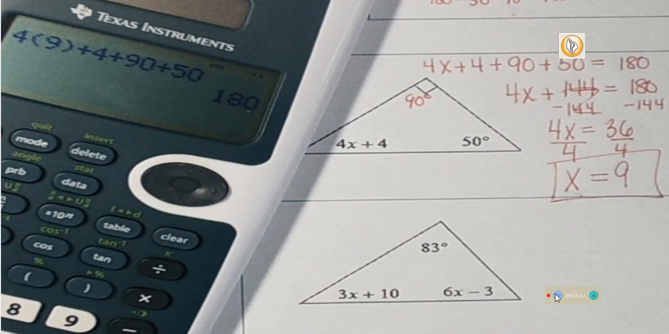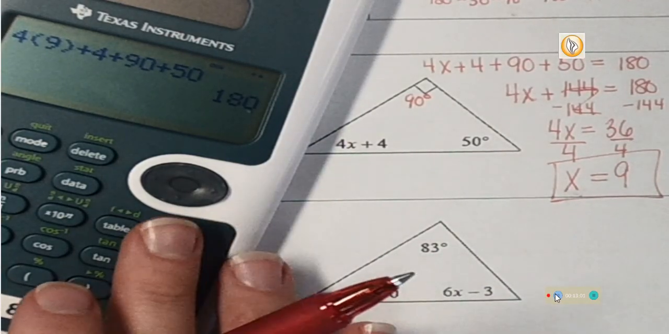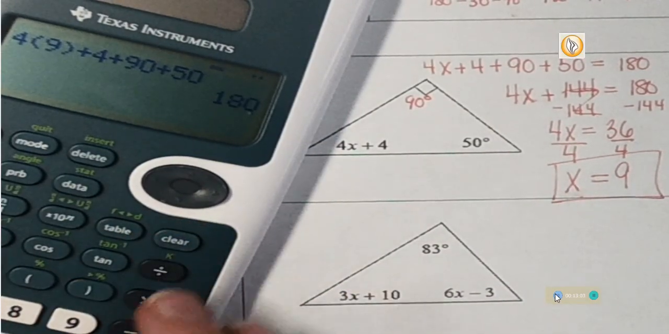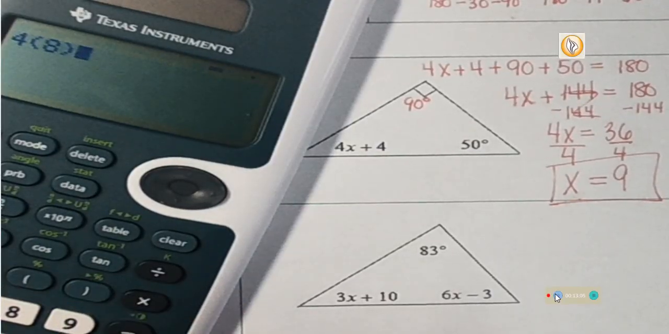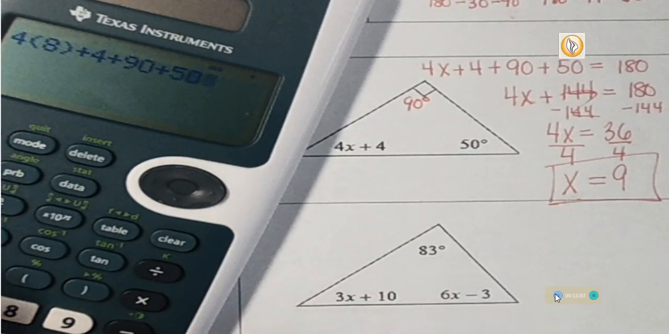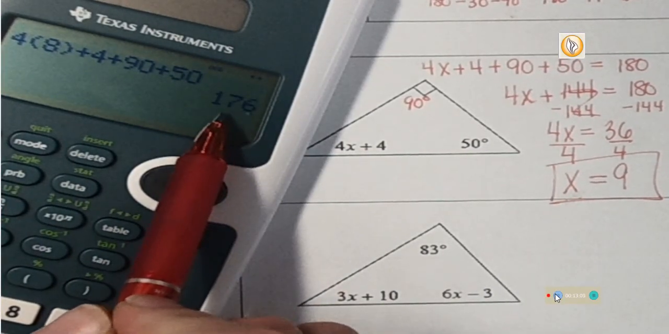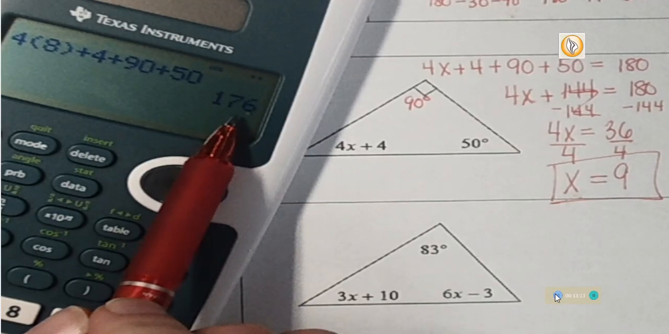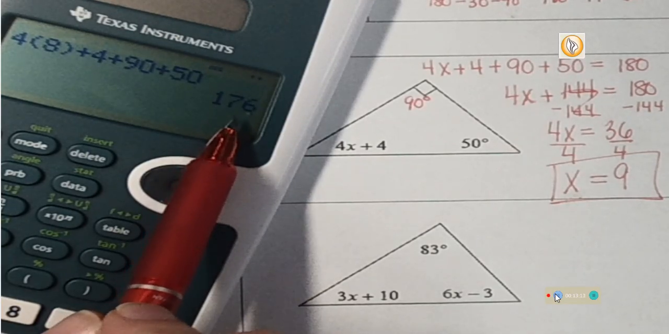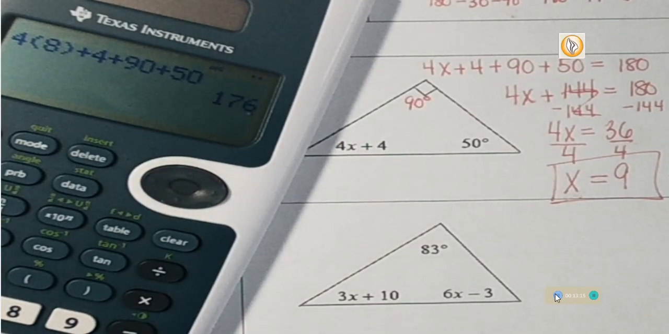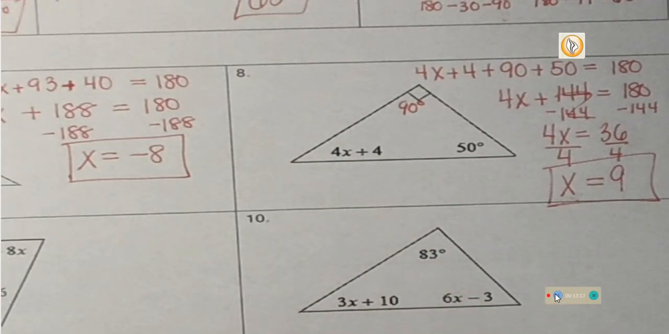Let me show you what I mean. Let's say that you were solving and you accidentally thought that x was 8. If you do 4 times 8 plus 4 plus 90 plus 50, you get 176. How do you immediately know something's wrong? Because it's not 180. You can plug these in and know if you're right.